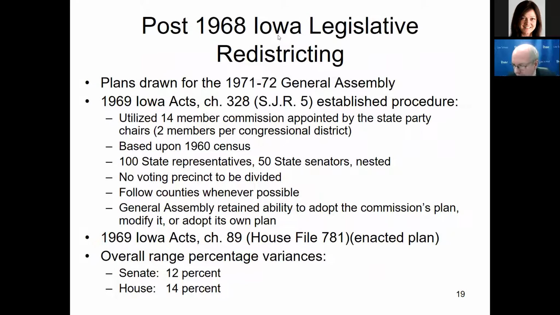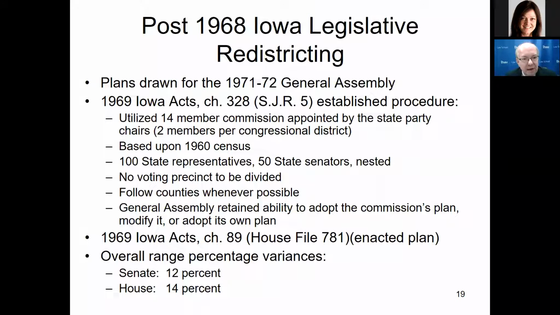Subsequent to these constitutional amendments and in preparation for the General Assembly that was going to be held in 1971 and '72, a new redistricting plan needed to be adopted. And so in 1969, the Iowa General Assembly established a new redistricting plan for legislative districts for use in just that one General Assembly. The process utilized a 14-member commission appointed by the state party chairs. There were 2 members per each congressional district. Obviously, at that time, Iowa had 7 congressional districts.